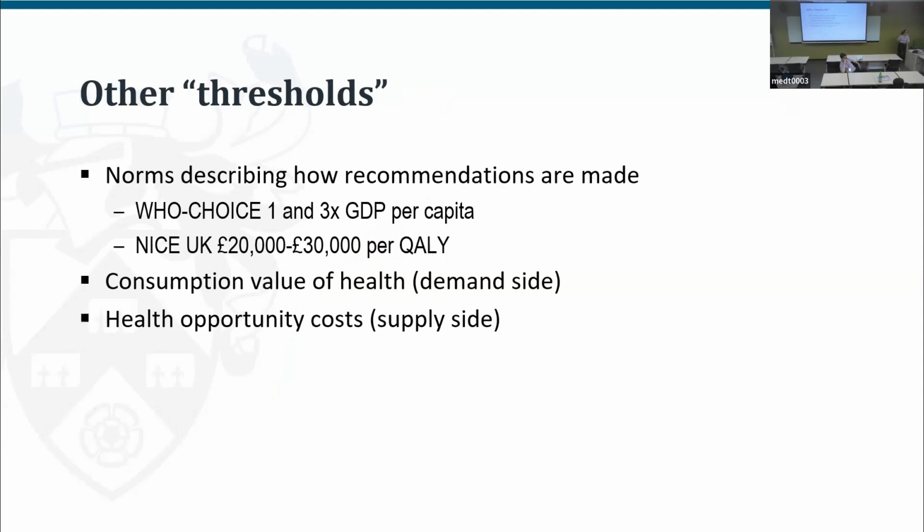I think we all probably are familiar with this. So again, the WHO thresholds and even the NICE thresholds have other conceptual underpinnings. They might be norms, they might be based on the consumption value of health, which reflects the demand side approach to thinking about this. These all tend to be higher than estimates of opportunity cost.